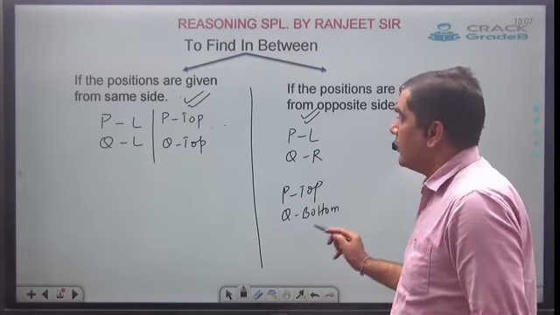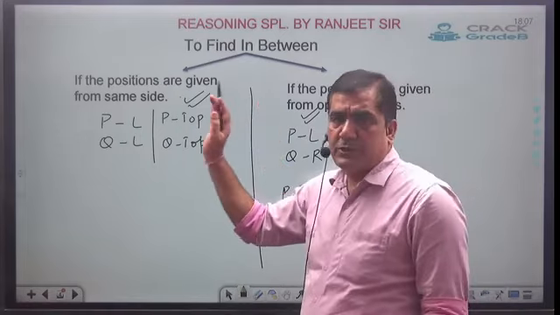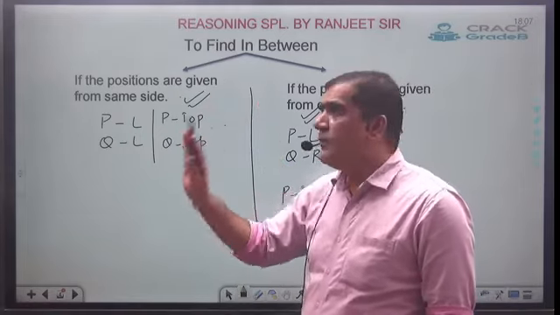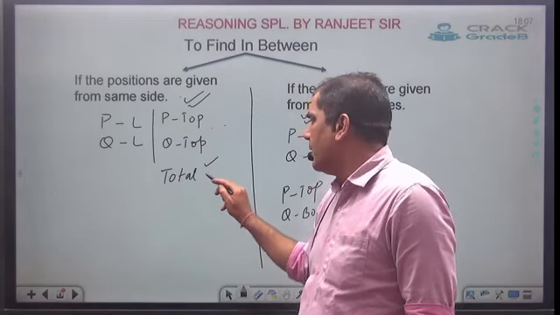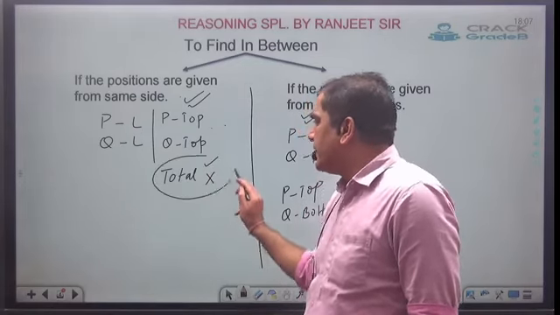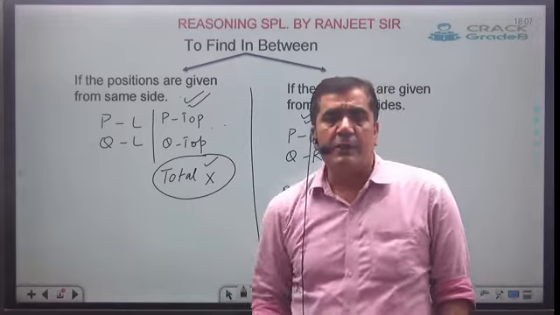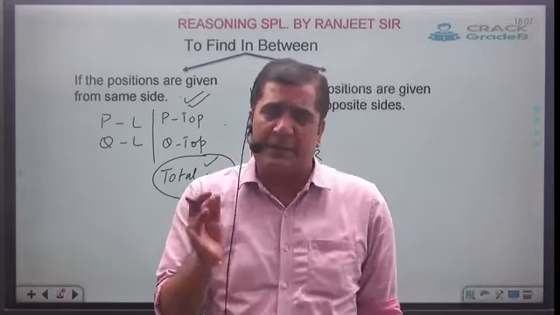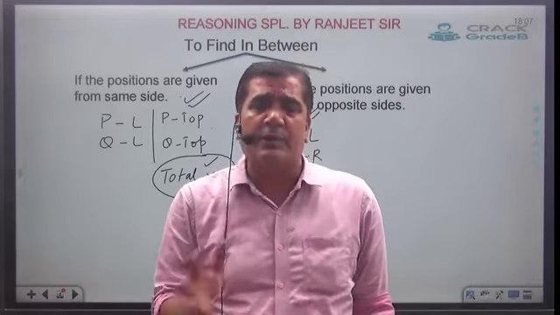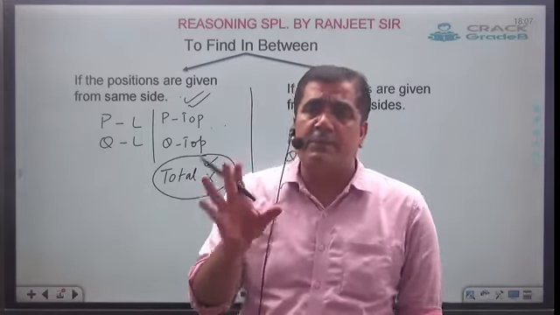Clear? Now, whenever they give the positions from the same side, always remember total may or may not be given. Means if the positions are given from the same side, we don't require the total number of students. There is no need to worry whether the examiner has given the total or not. That won't be the concern of the problem.